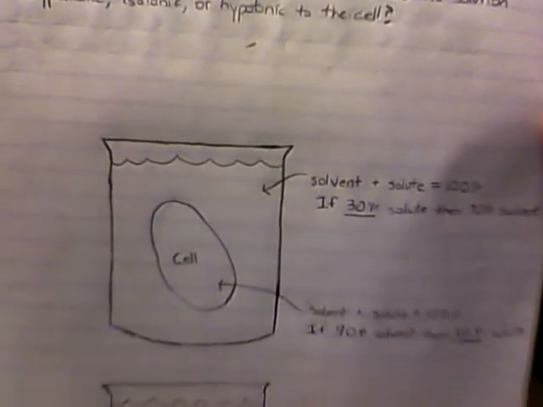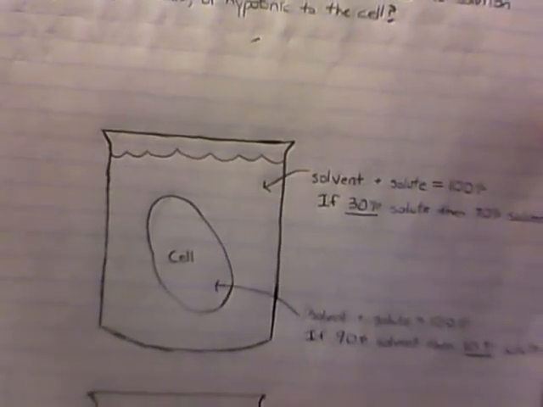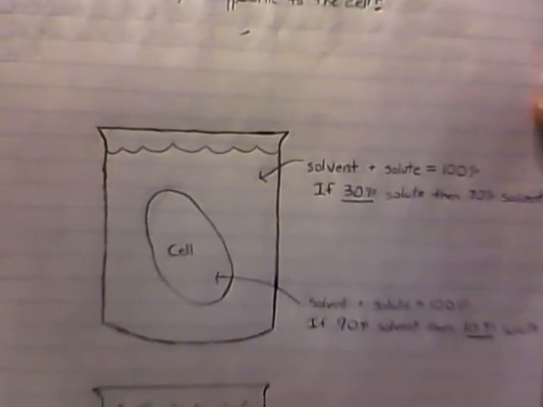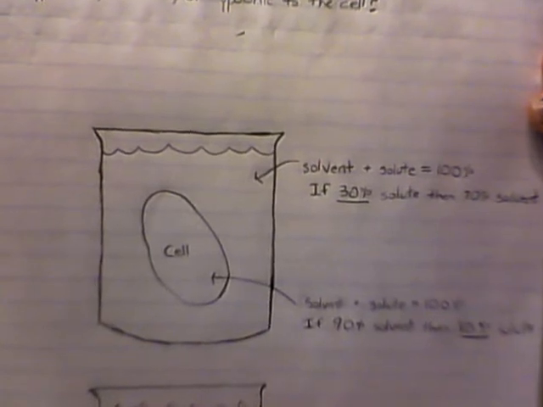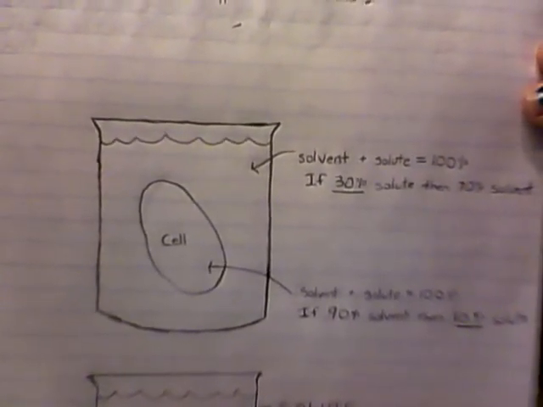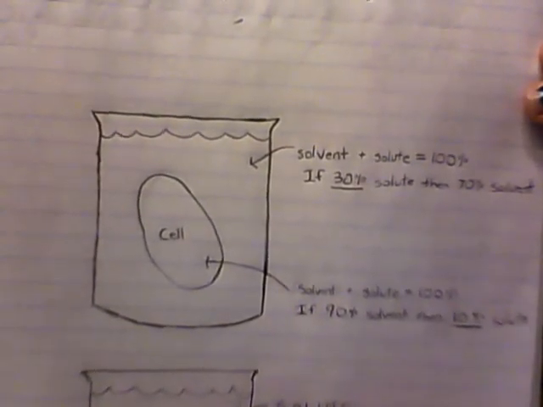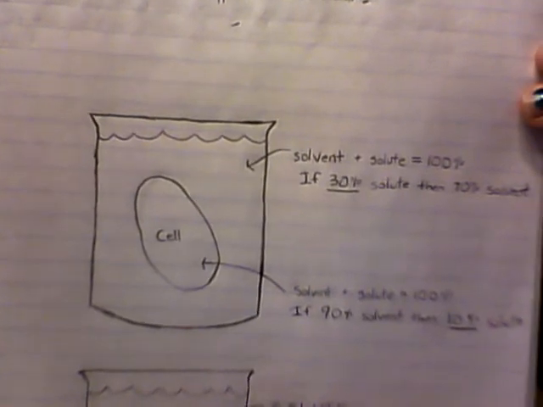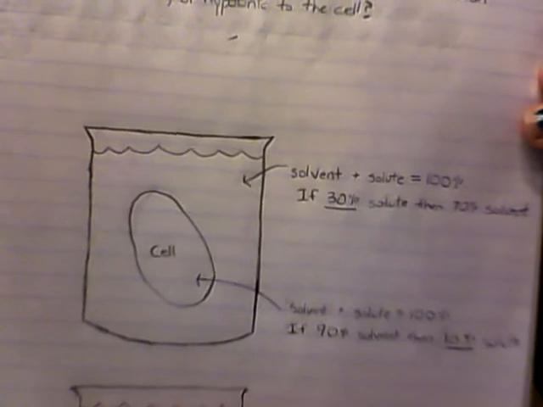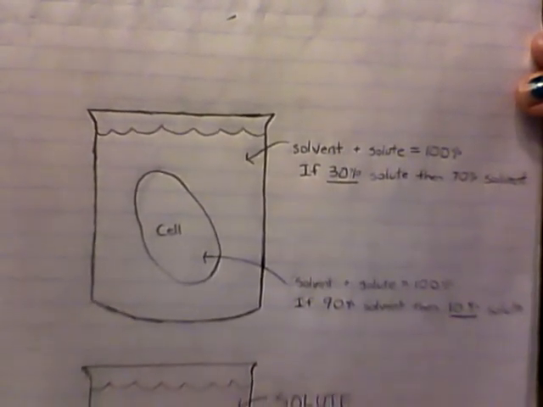Both inside and outside the cell have a solvent and solute ratio that has to equal 100%. So if they're saying that the solution contains 30% solute, then there must be 70% solvent, because 100 minus 30 is 70. As for the cell, if there is 90% solvent, then there must be 10% solute. When you compare these ratios, there is more solute on the outside of the cell than there is in it. This means that the solution is hypertonic and the cell will crenate.